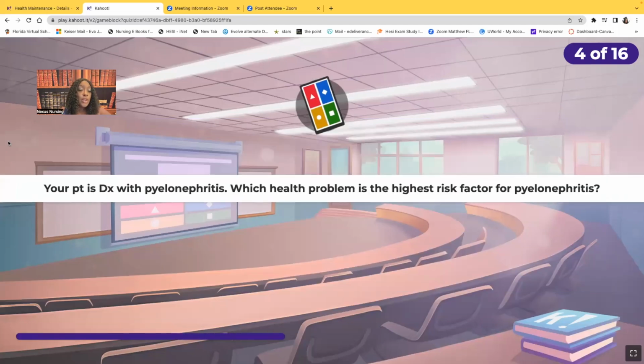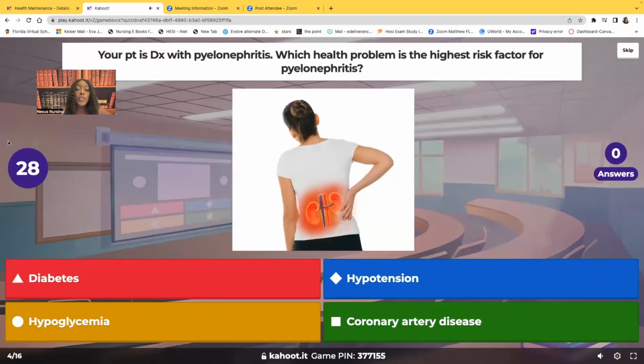Your patient is diagnosed with pyelonephritis. Which health problem is the highest risk factor for pyelonephritis? Is it diabetes? Is it hypotension? Is it hypoglycemia? Or is it coronary artery disease?